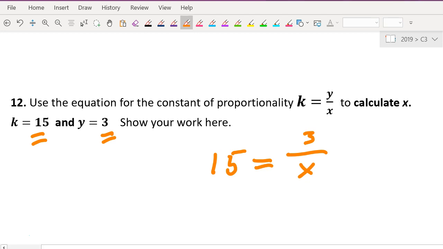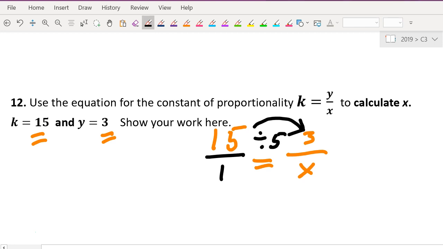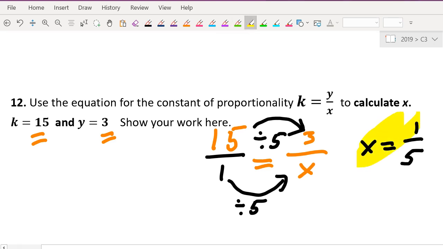Watch. Let's put 15 over 1, and now we'll have a proportion. Does this go evenly? Yes. So how do we get from the left to the right? From the left to the right is divided by 5. That's right, so x is actually equal to 1/5. Whoever wrote this problem was trying to trick you. I know, right?